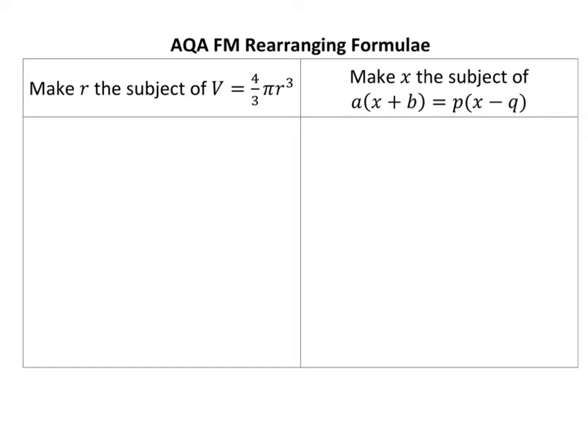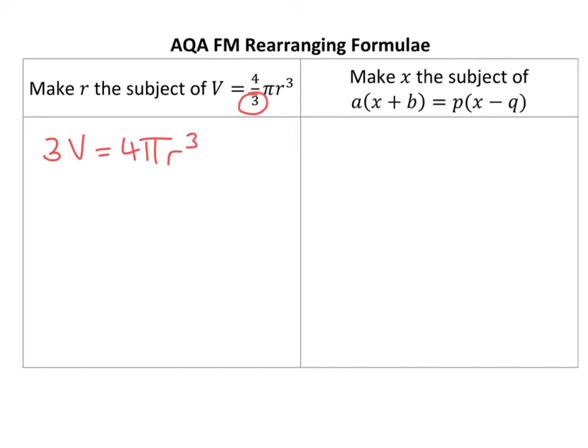Okay, so the first thing I'm going to do, I'm going to deal with a fraction actually. Now, remember a fraction is just the numerator you're multiplying by, the denominator you're dividing by. So I'm going to do this a step at a time. Get rid of the 3 as the denominator, that 3 there. I'm going to multiply it, so I'm going to get 3v equals 4 pi r cubed.